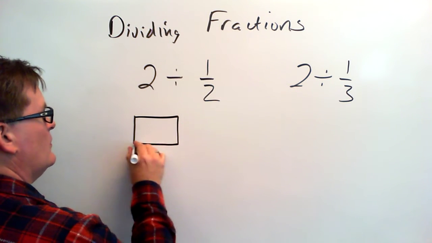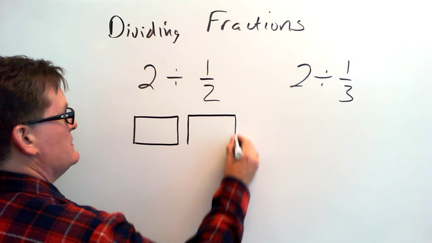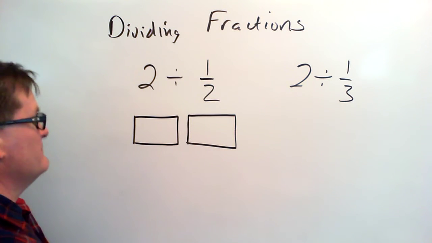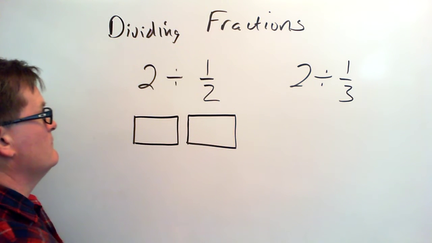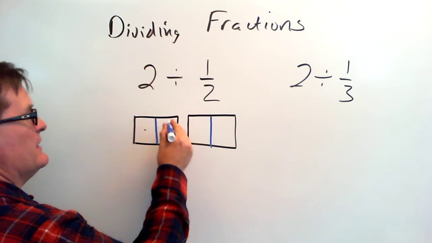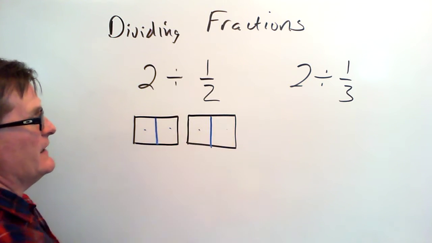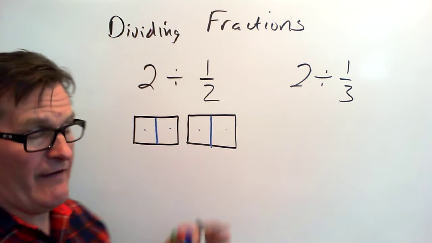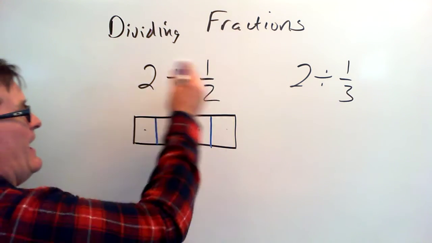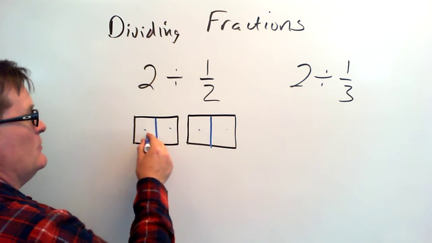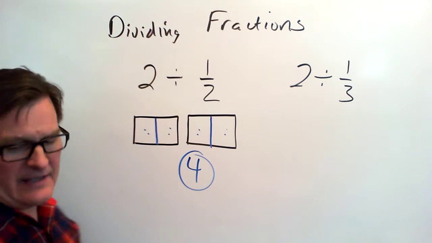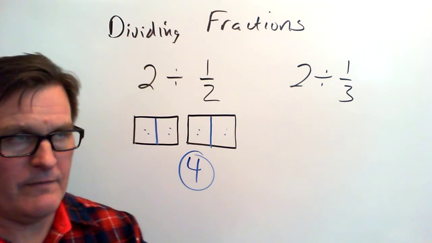Let's model 2 wholes, 1, 2, and let's cut those wholes into halves. So we have 1 out of 2, 1 out of 2, 1 out of 2, 1 out of 2. We've taken that 2 and cut it into halves. Now how many halves do we get out of 2? 1, 2, 3, 4 is the correct answer. So the answer to that question is 4. Now keep that in mind.